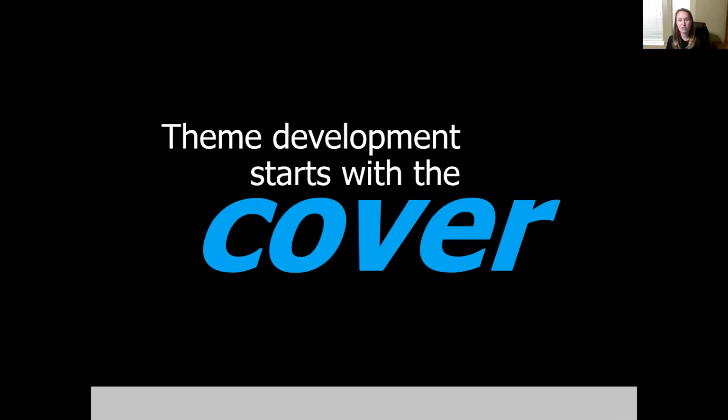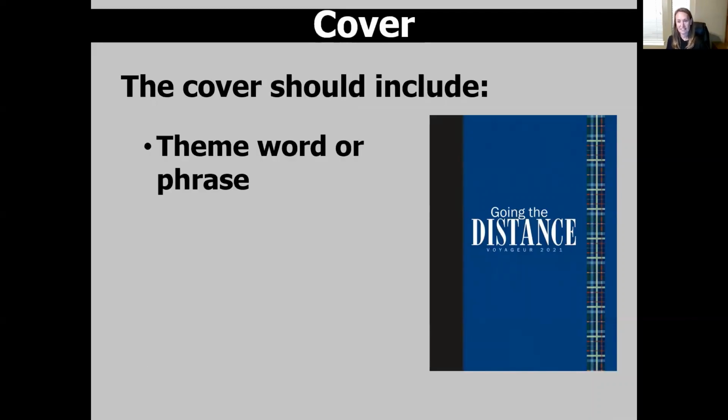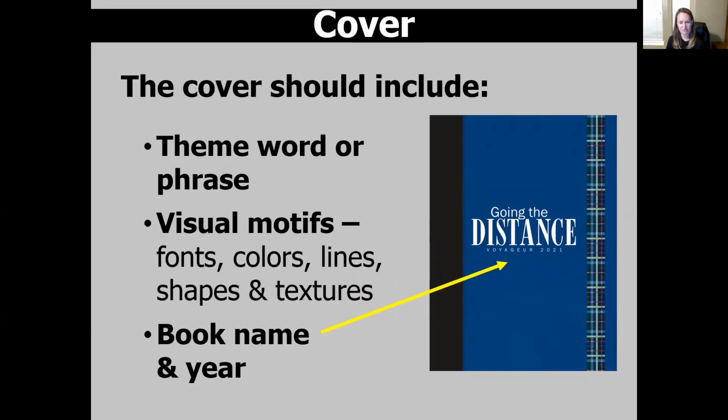Your theme development starts with your cover. The cover should include a theme word or phrase. In this example, "going the distance" is their theme phrase. It should include visual motifs, the fonts, the colors, lines, shapes, and textures. In this example, the distance is in a really large vertical font, the plaid graphic on the right-hand side, and using the blue as the color of the background. You also need to include your book name, if you have one, and the year.